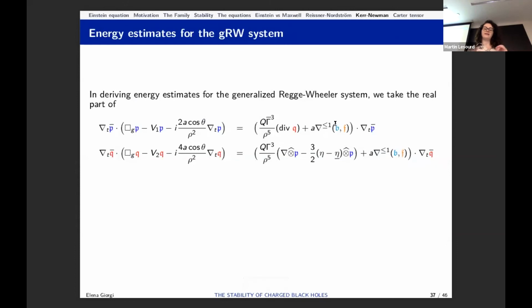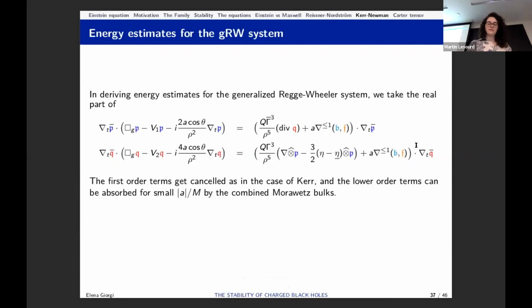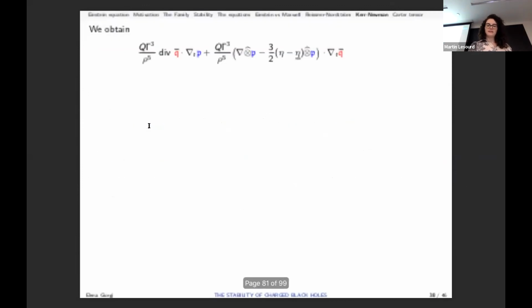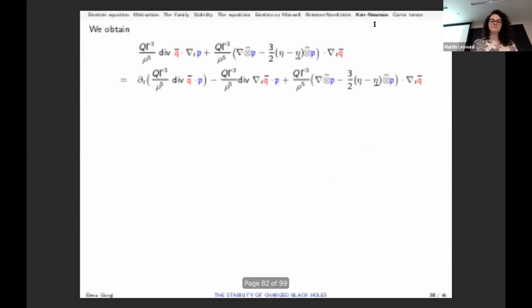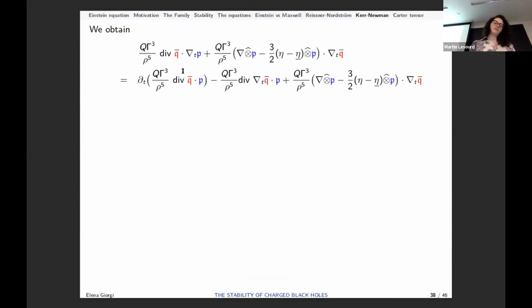So why is this right-hand side good? Well, because if we try to do the same thing, doing energy estimates, we multiply by nabla t p bar the first equation, by nabla t q bar the second, and sum these two equations. Now, the first order terms, as I said, this part is fine. And what about the right-hand side? I'm trying to show you what happens here. If I take the right-hand side, I take the real part. Again, I'm going to integrate in t, and throw the nabla t derivative onto the q.